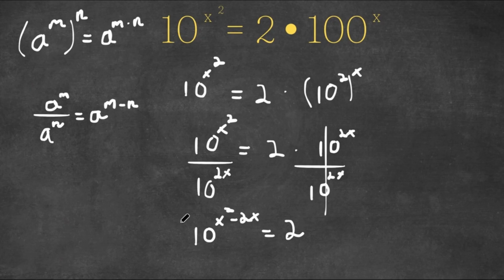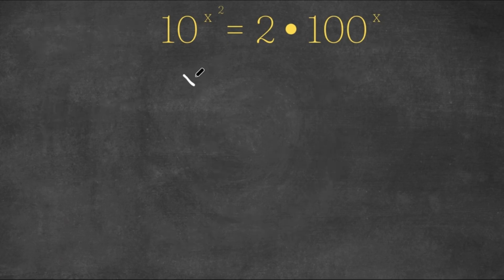So now, if I take the log base 10 on both sides, these two cancel out because the log is the inverse of the exponent. So now we have x squared minus 2x is equal to log 2.